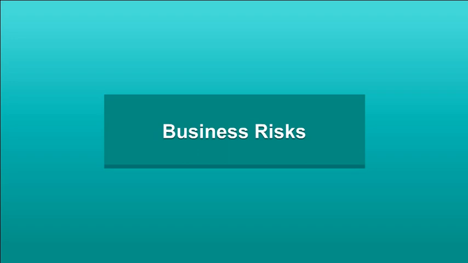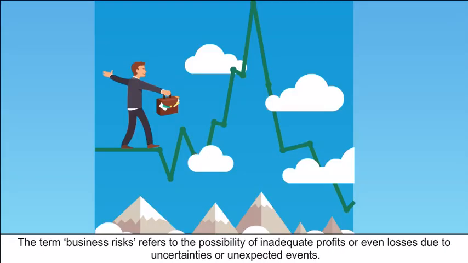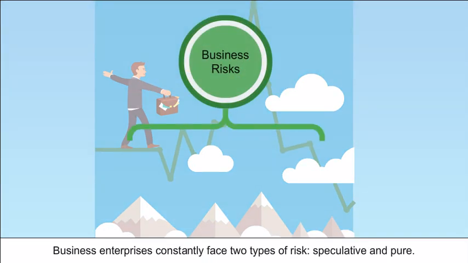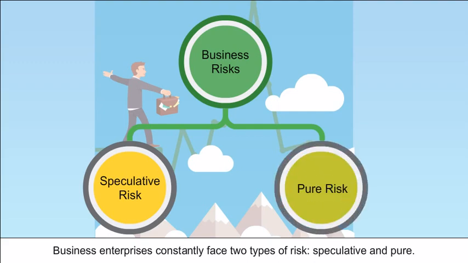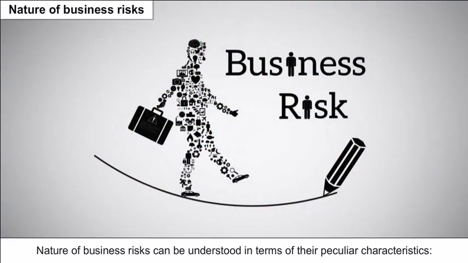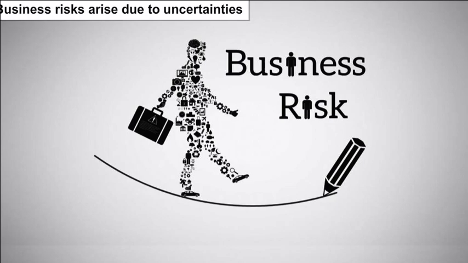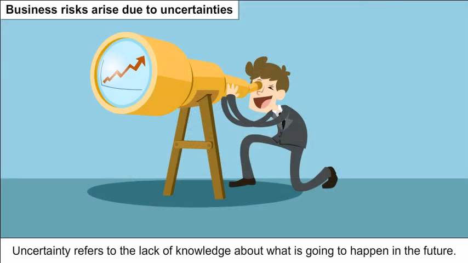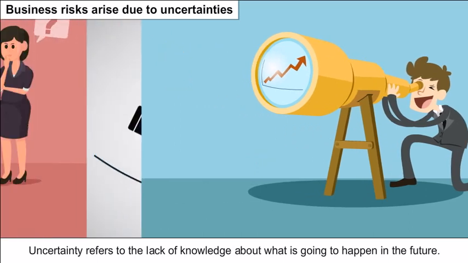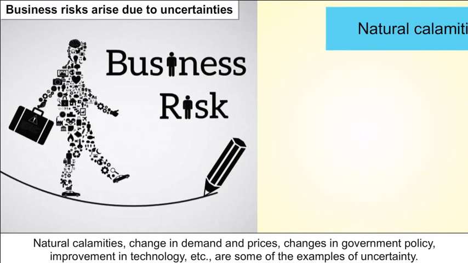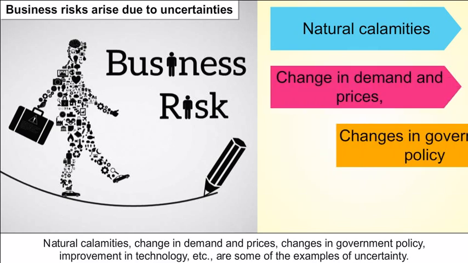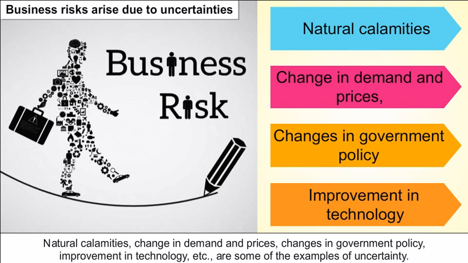Business risks. The term business risks refers to the possibility of inadequate profits or even losses due to uncertainties or unexpected events. Business enterprises constantly face two types of risks: speculative and pure. Nature of business risks. Nature of business risks can be understood in terms of their peculiar characteristics. Business risks arise due to uncertainties. Uncertainty refers to the lack of knowledge about what is going to happen in the future. Natural calamities, change in demand and prices, change in government policy, improvement in technology, etc. are some of the examples of uncertainty.